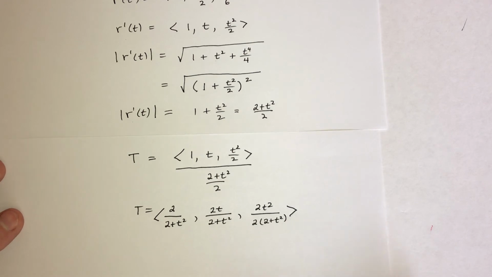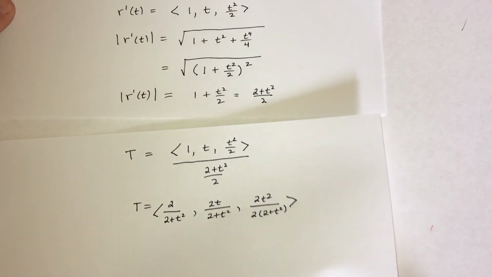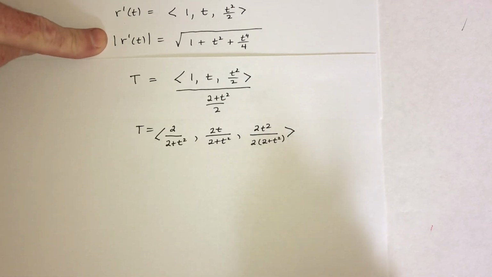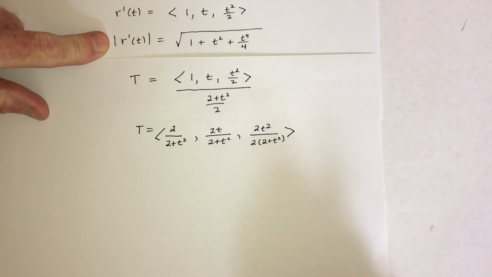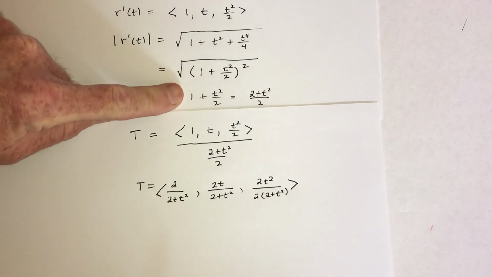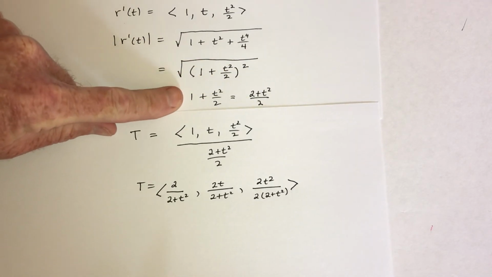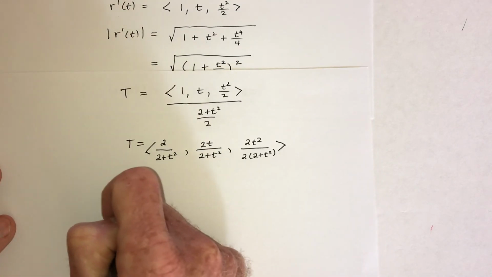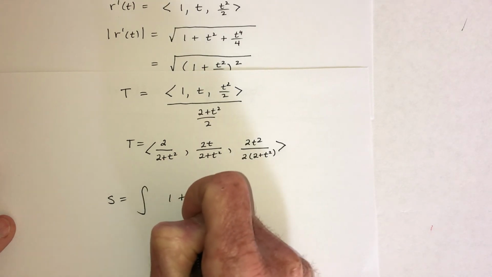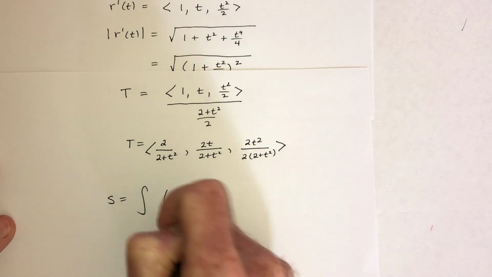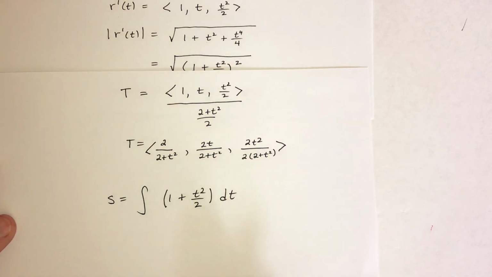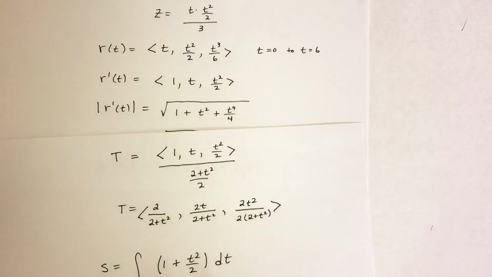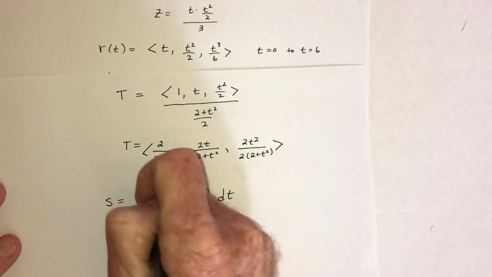Now the next thing is find the arc length. So that is integrate the length of the derivative. But remember, that actually simplified to be this. So this is what we actually need to integrate. The arc length equals the integral of 1 plus t squared over 2 dt. And then back over here, I found out that it's from t equals 0 to 6. So from 0 to 6.